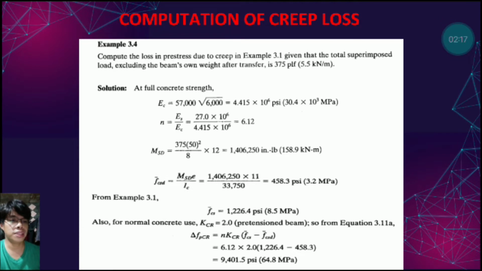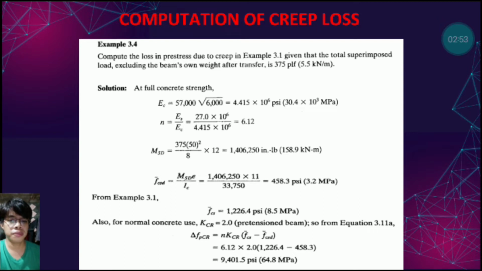To solve for M_sd first, that's 375 times 50 squared divided by 8. We'll then multiply that result by 12 because the givens are in terms of feet and we need to convert those to inches. Our M_sd will then be 1,406,250 inch-pounds. From the first problem, the moment of inertia of the concrete is 33,750. Putting those values into our equation, our f_cds bar will be 458.3 psi.